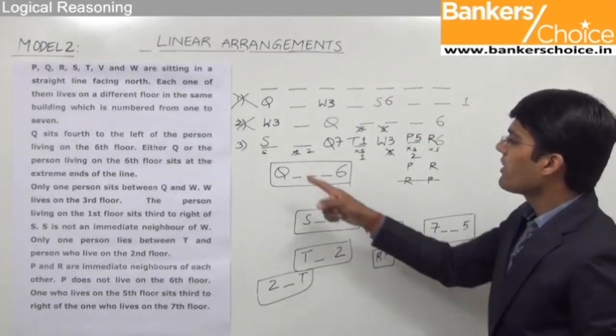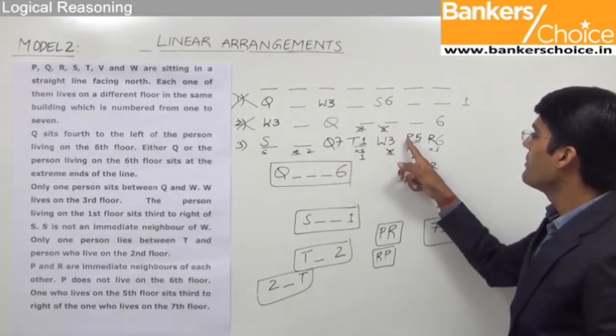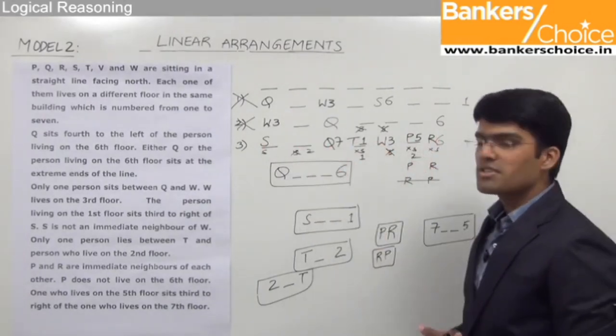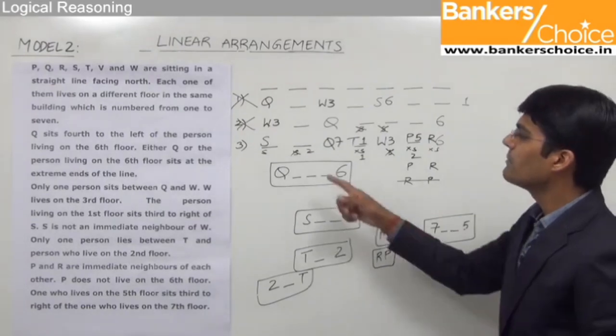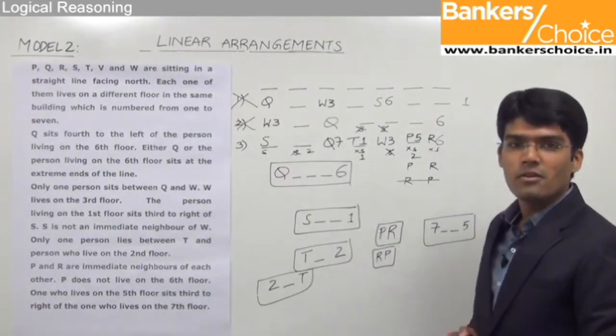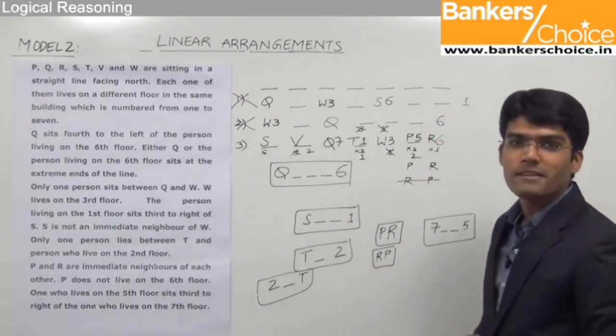Now if you can see here, already 6 persons have been arranged, that is S, Q, T, W, P and R. There is only one position lying vacant, which has to be occupied by the left out person, which is nothing but V. As we can see, the only left out person here is V. So very clearly the second place should be occupied by V.